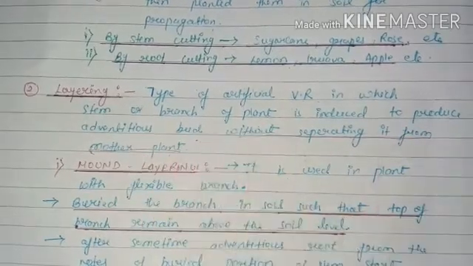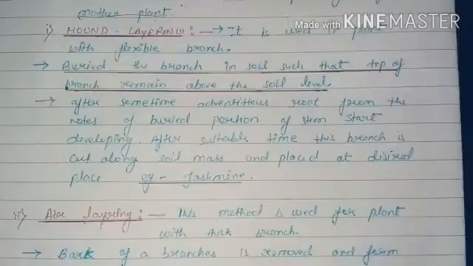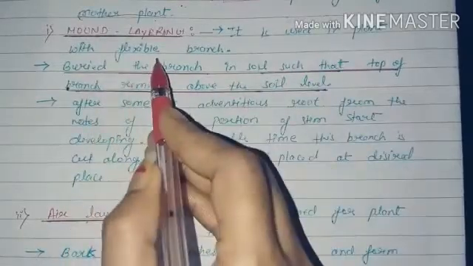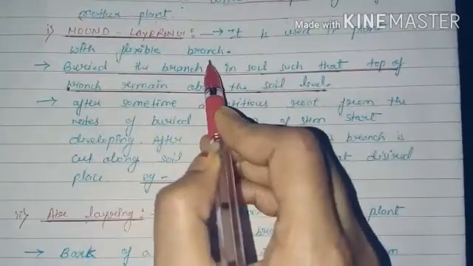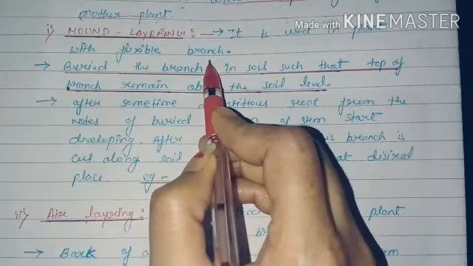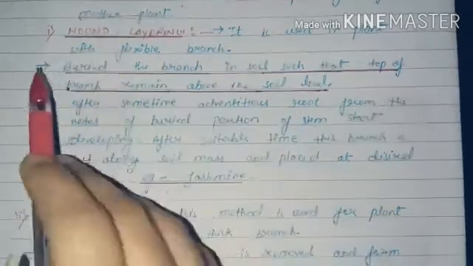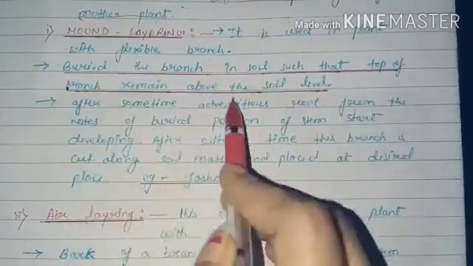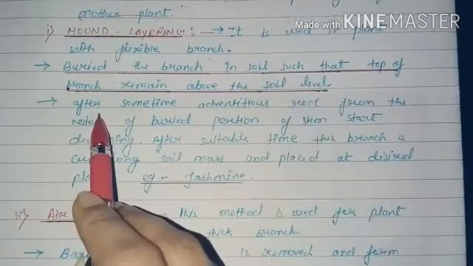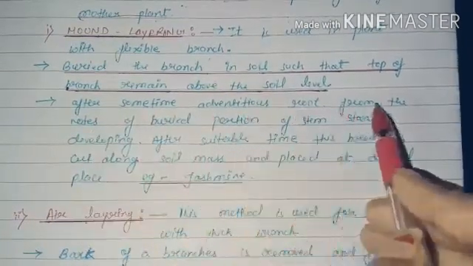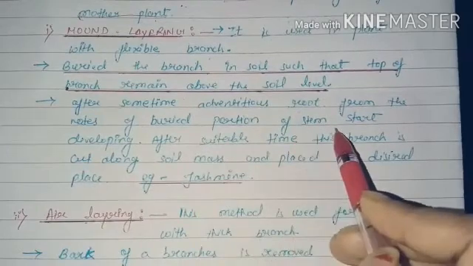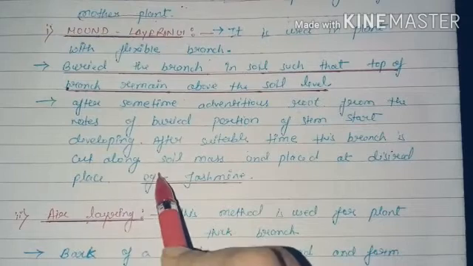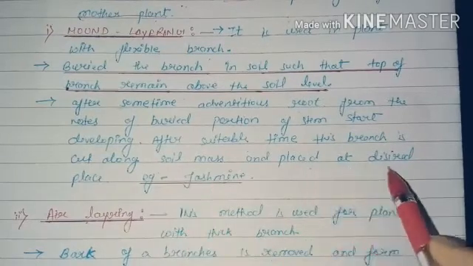Okay, it is again of two types. First one is mound layering. It is used in plants with flexible branches. First, bury the branch in soil such that the top of the branch remains above the soil level. Next, after some time adventitious roots start developing from the nodes of the buried portion of the stem. After suitable time, this branch is cut along with the soil mass and placed at the desired place.